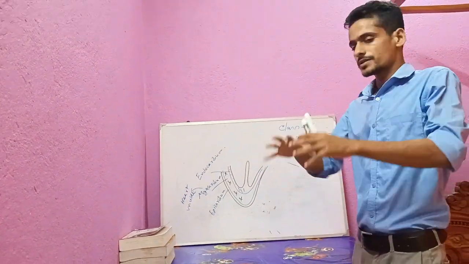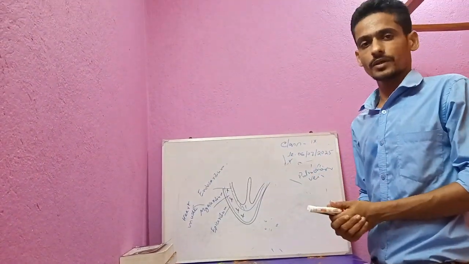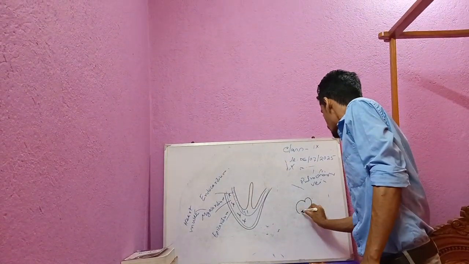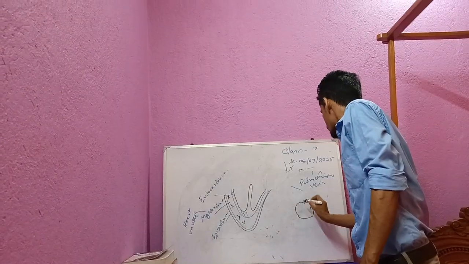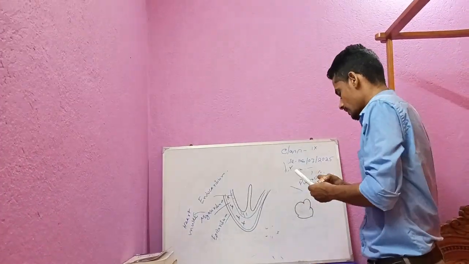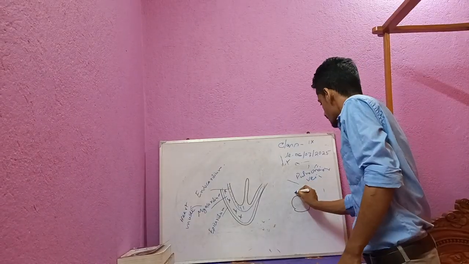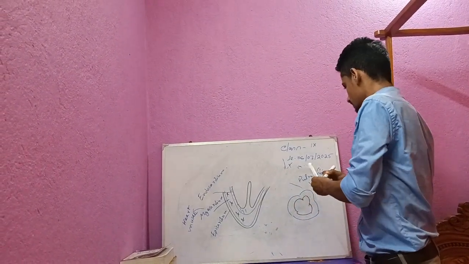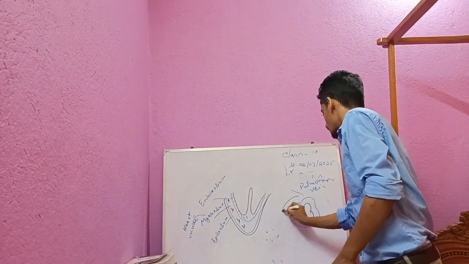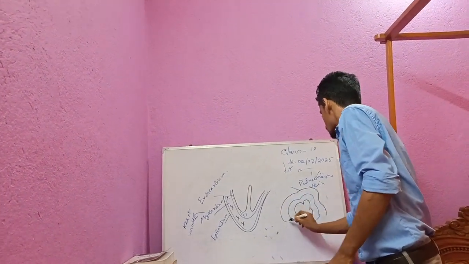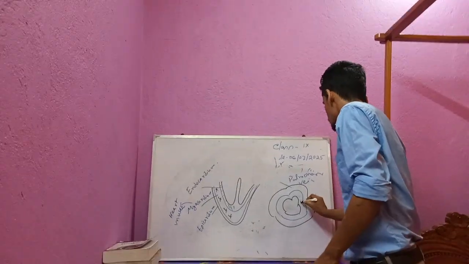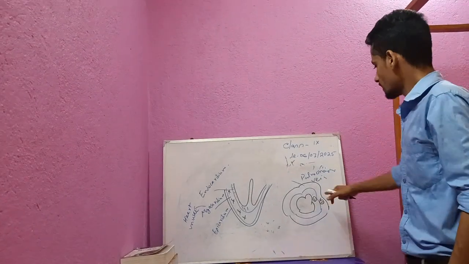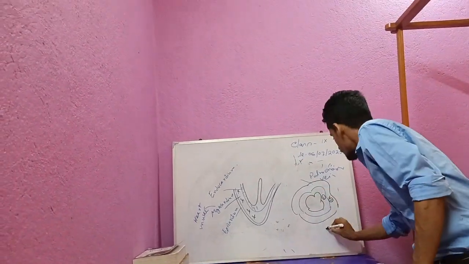And our heart is surrounded by a double layer membrane. This is called pericardium. Suppose this is the heart, and this heart is surrounded by a double layer membrane. This is one membrane, and this is another membrane. So this double layer membrane that surrounds the heart is called pericardium.